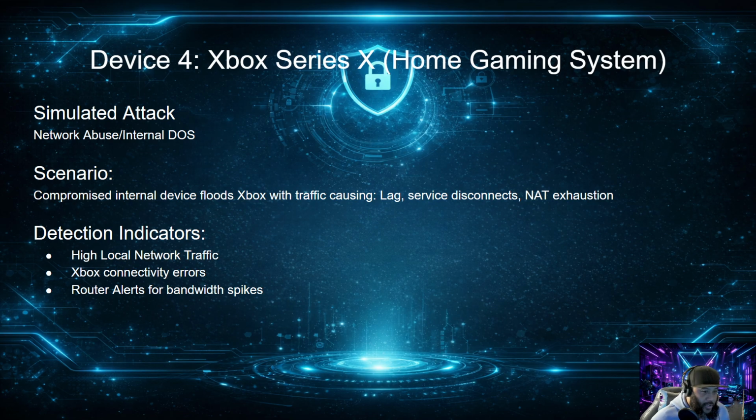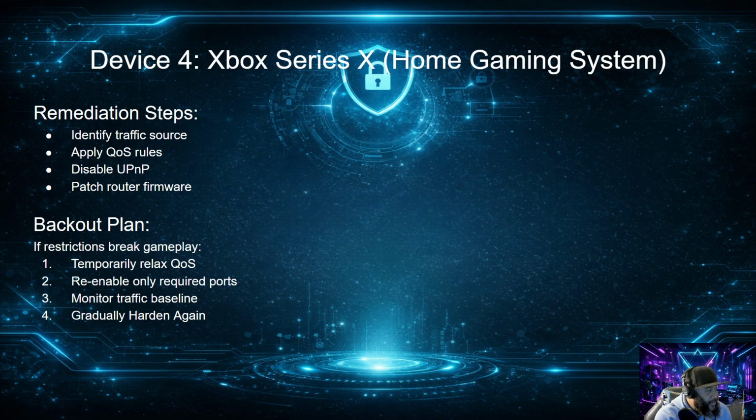So you're playing Call of Duty, and you're getting lagged, but you're seeing that your ping is 153 milliseconds, which is terrible. You want to be in the lower range of that. That means that somebody is either giving you a denial of service, or your network is super slow, or your router is not allowing the amount of bandwidth that it takes to run that game smoothly. So remediation steps: identify traffic source, apply the quality of service rule, disable UPnP, and patch router firmware.